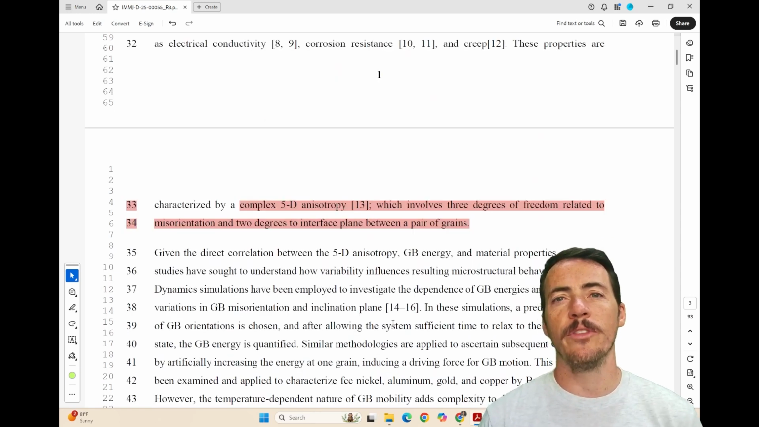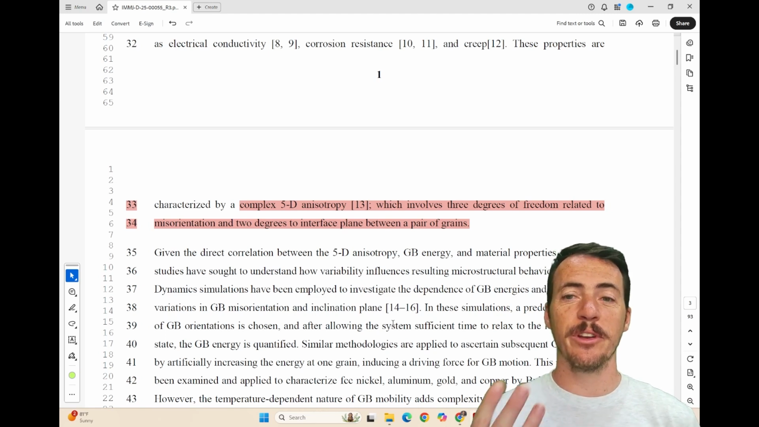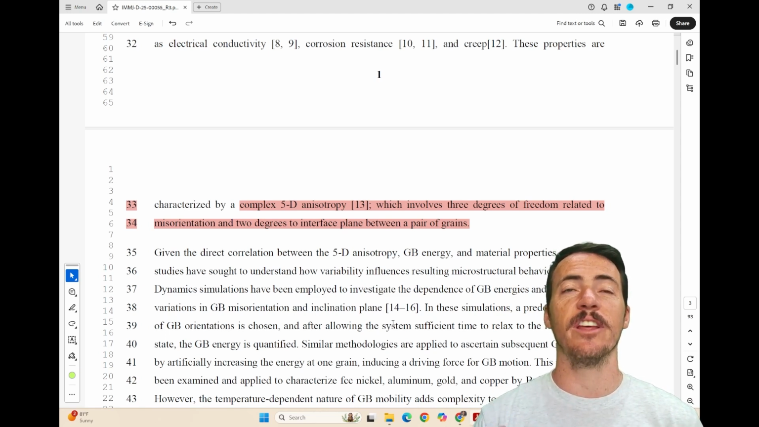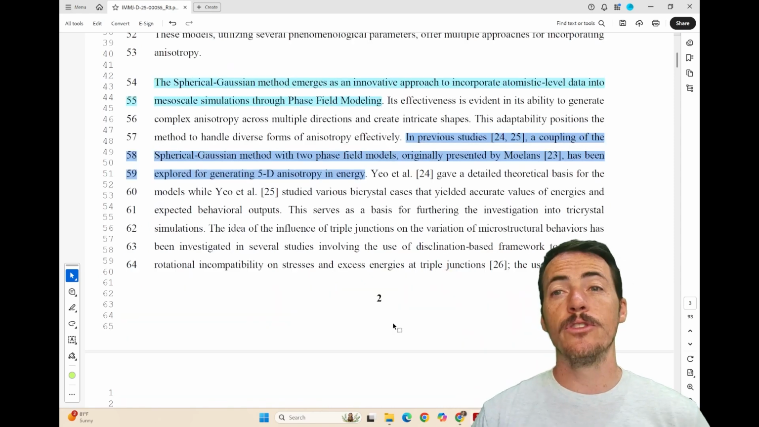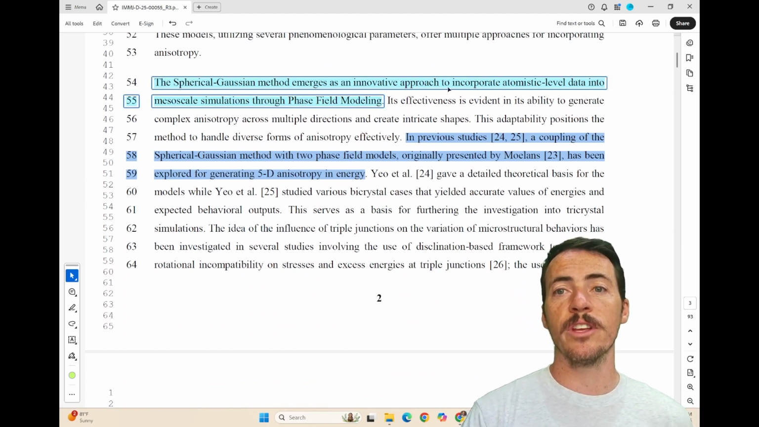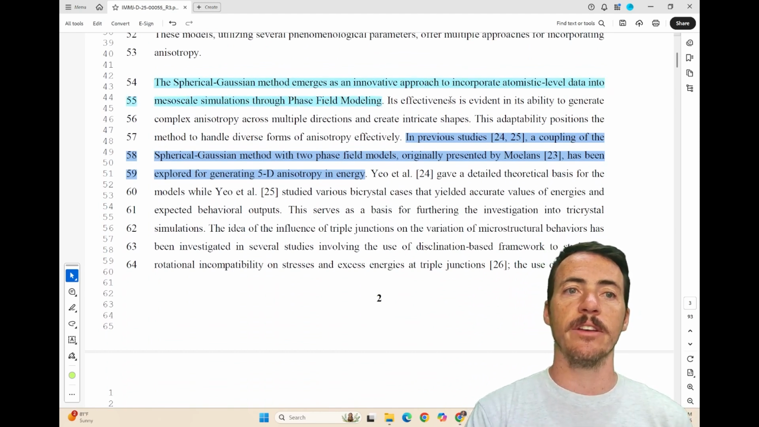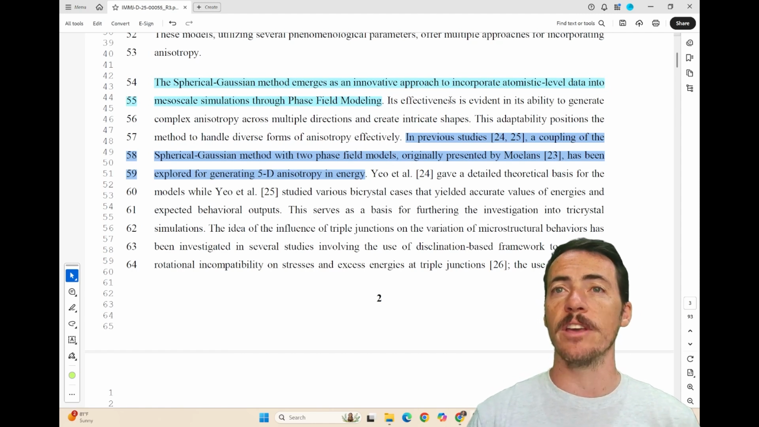The authors point out in the introduction that this is a complex 5D anisotropy. You've got 3 degrees of freedom related to the misorientation and then 2 degrees of freedom with respect to the interface between the pairs of grains. So this is complicated to model. The authors do point out that the Spherical-Gaussian method has emerged as a good approach to incorporate atom-level data into these mesoscale simulations through phase field modeling.